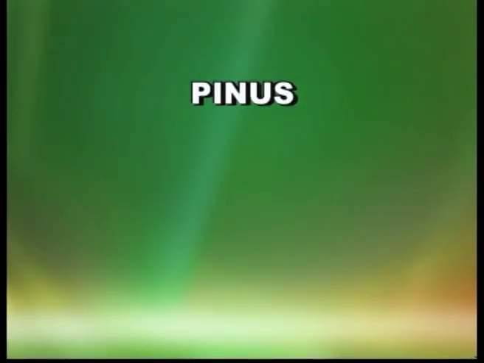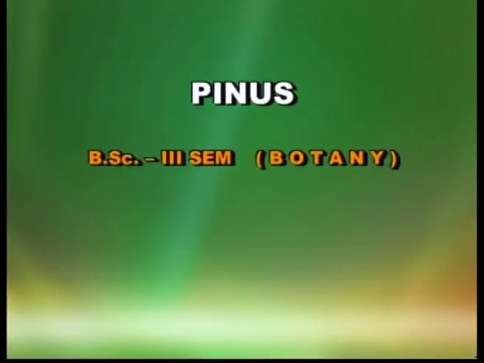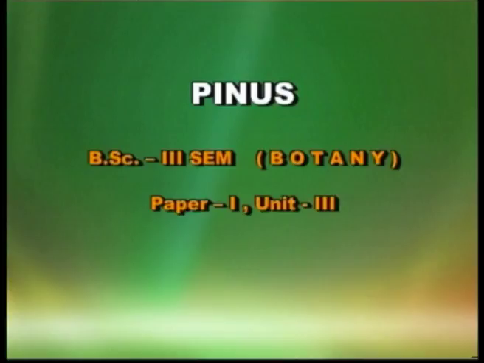Students, we are going to learn about Pinus, which is in the syllabi of Semester 3 Botany students, Paper 1, Unit 3. Pinus is commonly known as pine. You might have seen this tree when you have visited the mountain slopes in Kashmir, Himachal Pradesh, Uttaranchal, haven't you? Yes, those tall conical trees on the mountain slopes, they are Pinus or pine.